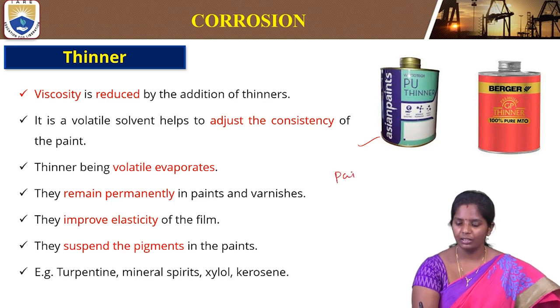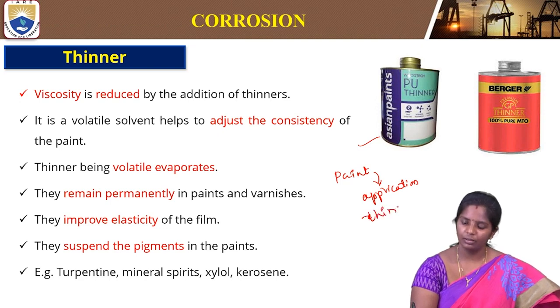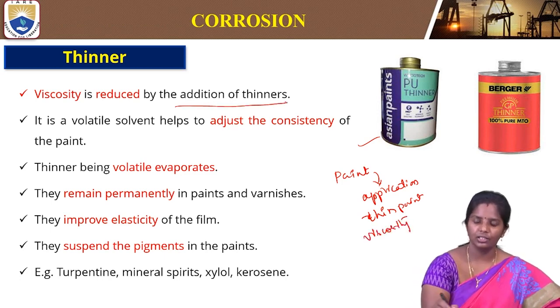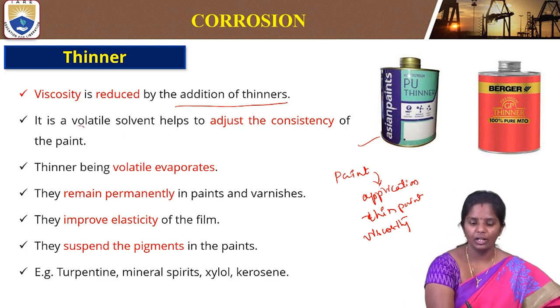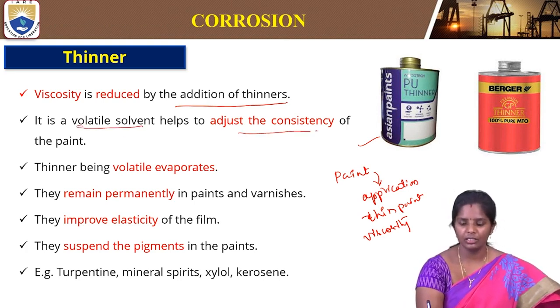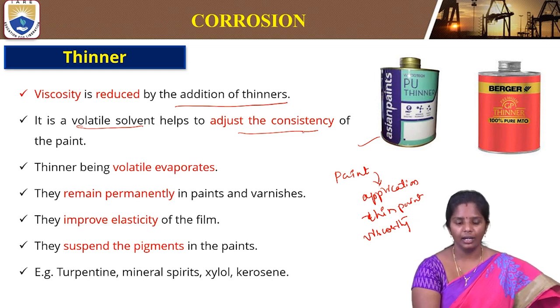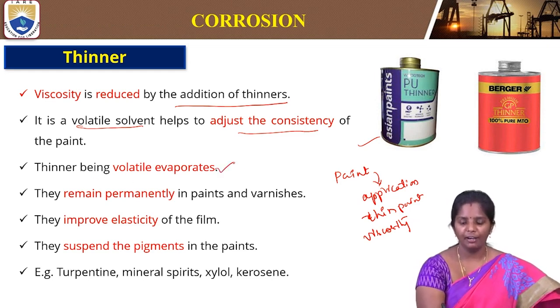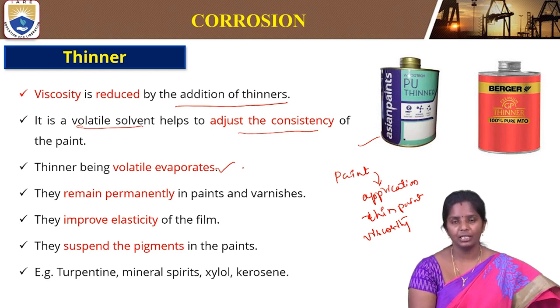If the paint is very thick, then depending on application, we can thin the paint. So it reduces the viscosity with addition of thinners. So it is a volatile solvent. So it will also adjust the consistency of the paint, and being volatile, it will evaporate immediately after painting the metal surface.